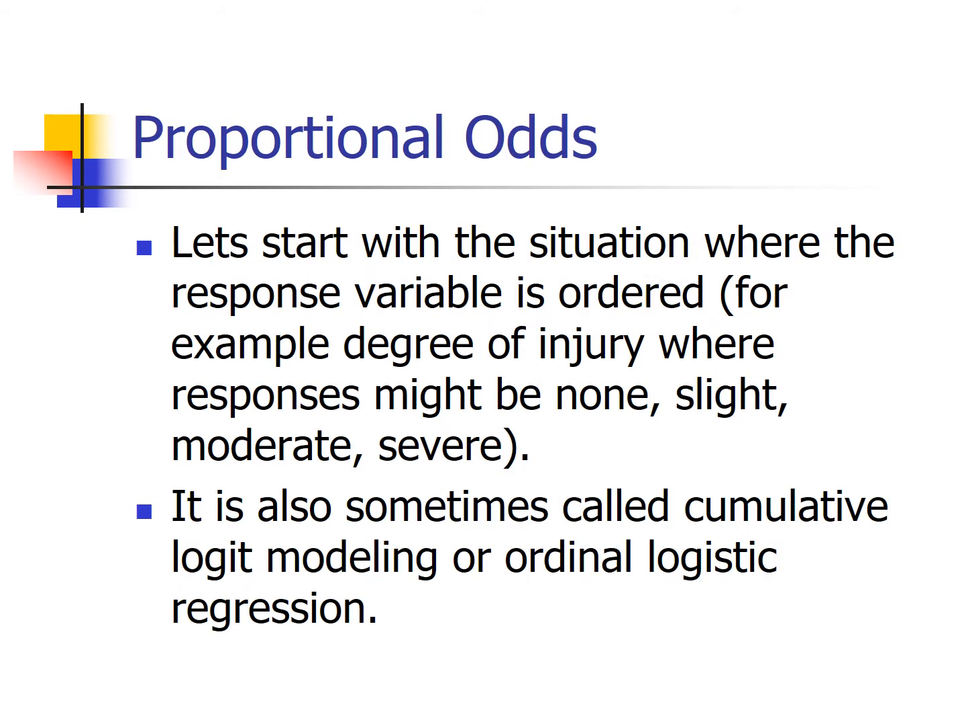So, the proportional odds model lets us work with ordinal variables. Maybe, for example, our y variable is degree of injury. It's not injured, yes or no, but degree of injury. And degree of injury has the possibility of no injury, but also possibilities of slight, moderate, and severe. So that's the type of situation that we're dealing with.